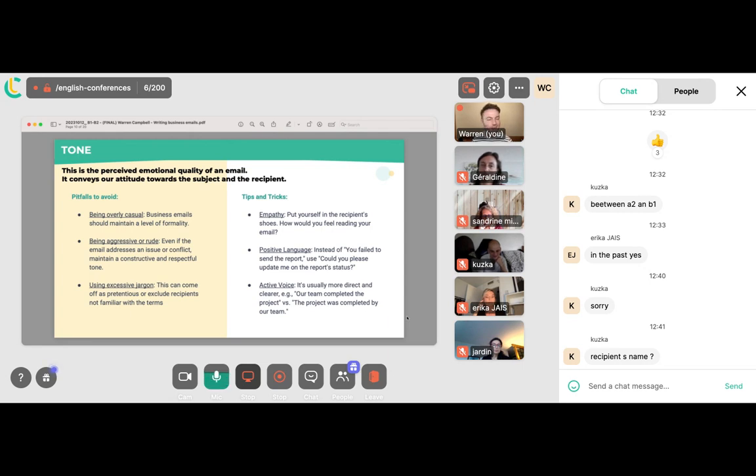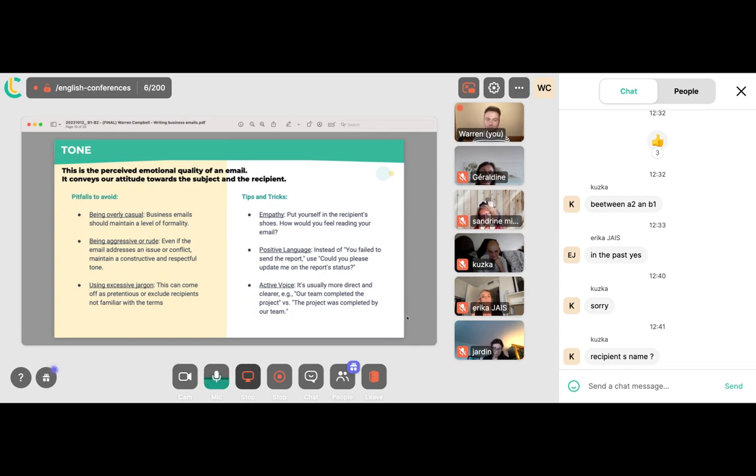Being aggressive or rude, I think this one is self-explanatory. That's not something we want to do. And the last one here, using excessive jargon. This may come off as sounding pretentious, and it may exclude recipients not familiar with the term. So if you're dealing with clients, for example, who are new to your company, avoid using jargon.